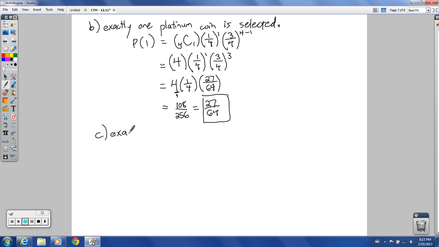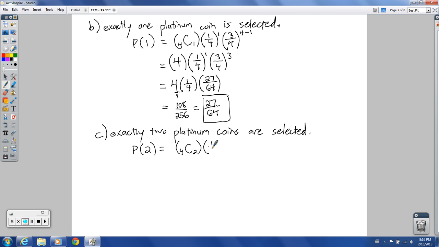Now let's say you are picking exactly 2. Exactly 2 platinum coins are selected. And with this first example, we're going to go through all the different possibilities, 0, 1, 2, 3, and 4. So we got a couple more parts, but now that we're getting the hang of this, I think we can do this a little bit more expediently.